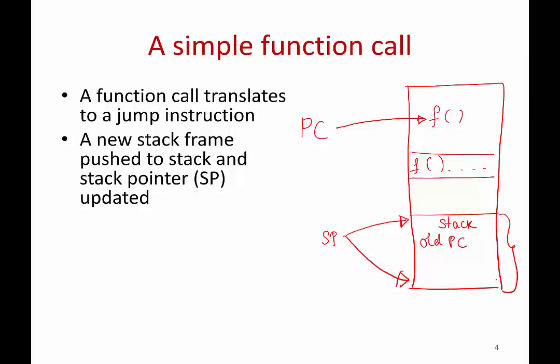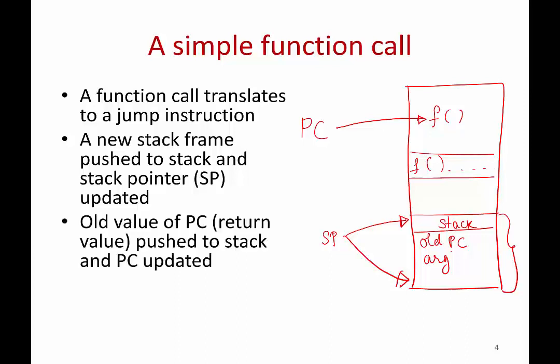In this frame you store various things, right? You store the old value of the program counter, you store any arguments that you're passing to the function, all of that gets stored onto the stack. And once you remember where you called the function, where you should return to, once you save the old value of the program counter, then you update the program counter to the new value and you jump to that location, right?